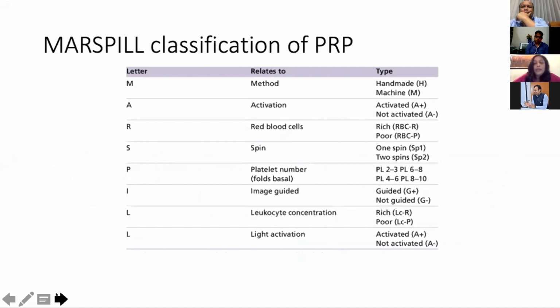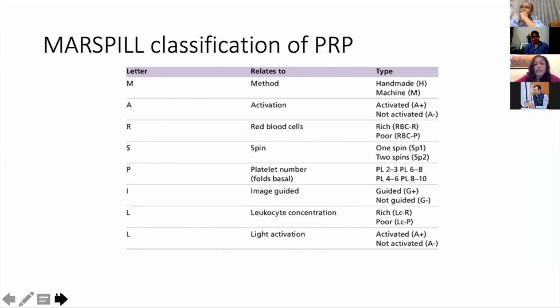The previous speaker had already mentioned the Marspel classification of PRP. So when we're using PRP, we need to know what we're doing. What are we actually injecting into the patient? M stands for method: is it handmade or machine? Is it an activated platelet or not activated? There's some controversy about which is the better method. Is it red blood cell rich or poor? Is it one spin or two spins being used?